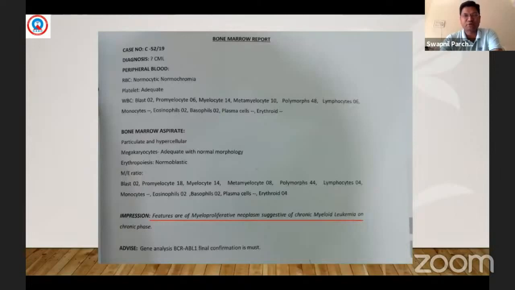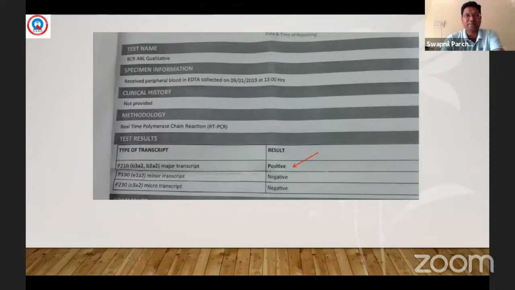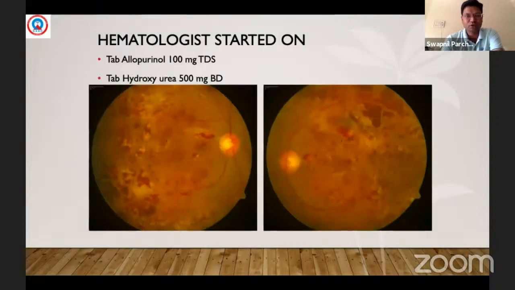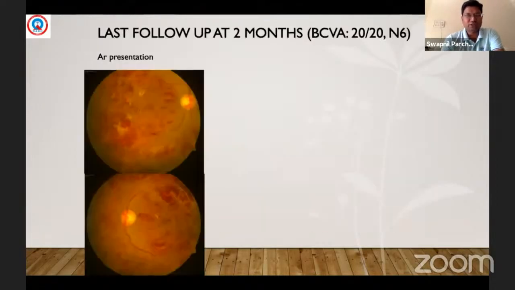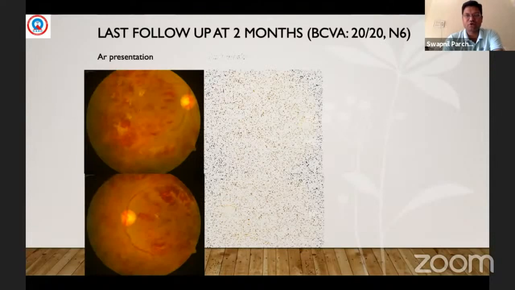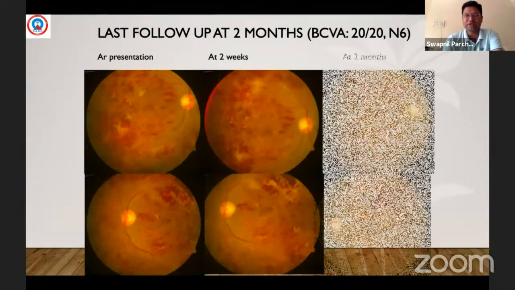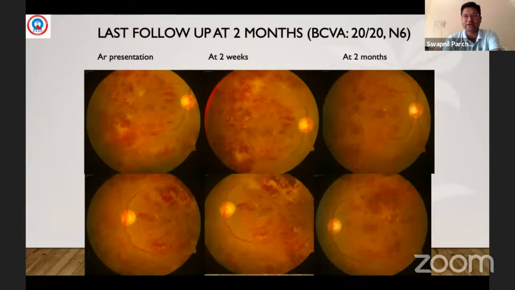The hematologist advised a bone marrow examination, and it revealed features suggestive of myeloproliferative neoplasm, suggestive of CML in chronic phase. They also did BCR-ABL quantitative analysis on peripheral blood with RT-PCR, and it was again suggestive of CML. Hematology started allopurinol and hydroxyurea. On follow-up, his visual acuity subsequently improved to 20/20 at the end of 2 months. His retinal hemorrhages started disappearing, as did his retinal infiltrates.